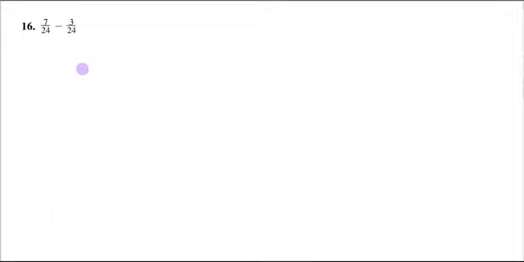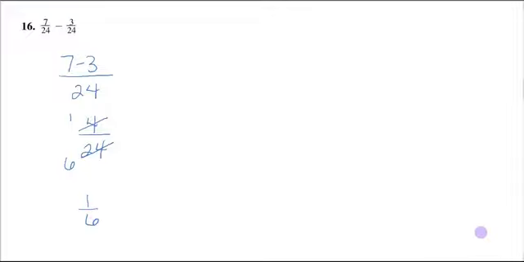Here we're subtracting fractions. They still have the same denominator. So 7 minus 3 all over 24. 7 minus 3 is 4 over 24. Now you can see we have a common divisor of 4. So we're going to take out that factor of 4. Once there, 6 times there, and we're left with 1/6 as a simplified answer.